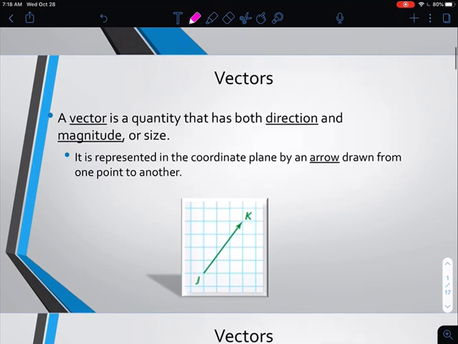For translations, we're going to be needing to know a little bit about vectors. So a vector is a quantity that has both direction and magnitude. So it tells you which direction we're heading and how far we're heading. In the coordinate plane, it's going to be represented with an arrow. So down here in the picture, you can see vector JK. The arrow dictates the direction that we're heading. So we're starting at point J, and we're traveling to point K. So that's what a vector is going to look like.